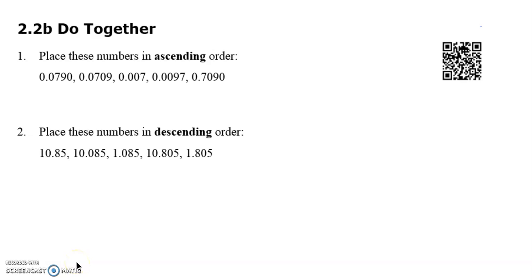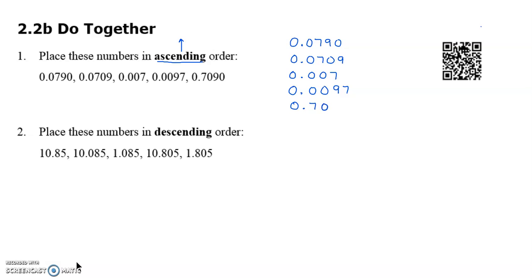So let's go ahead to 2.2b and we're going to do these 2 questions together. Number 1, we're going to place the numbers in ascending order. Ascending means from lowest to highest. I'm going to create the list just like we did in the example, carefully writing the numbers out so that I don't make any mistakes with the copying. So I'm going to write the numbers in a list as I see them, not trying to order them until I've gotten them all written out. And any empty spaces, I'm going to be filling up with zeros.